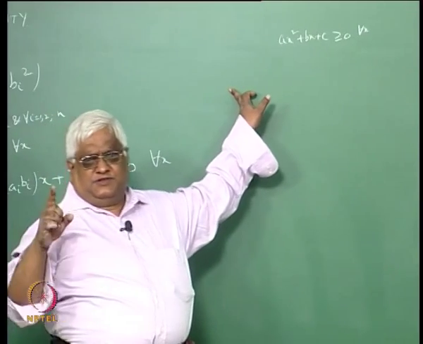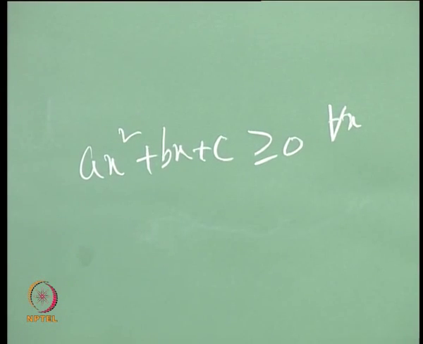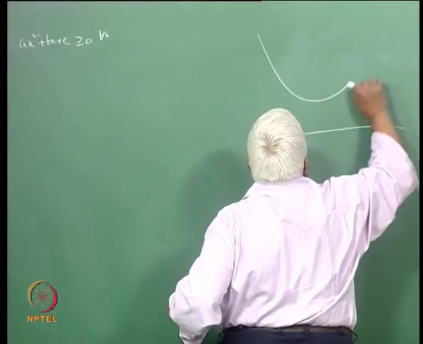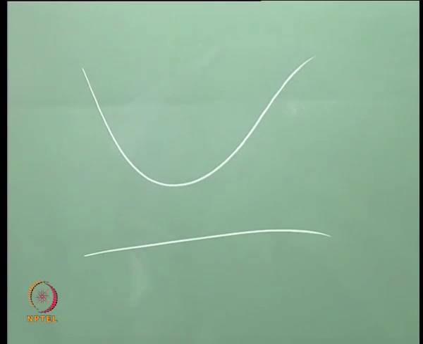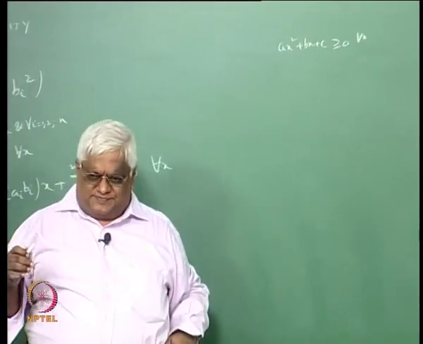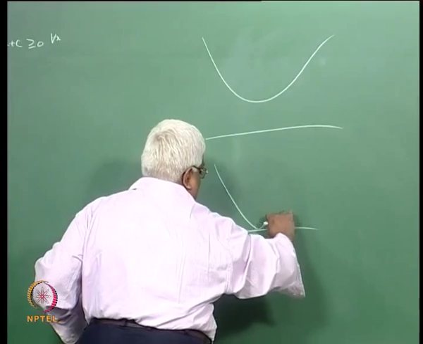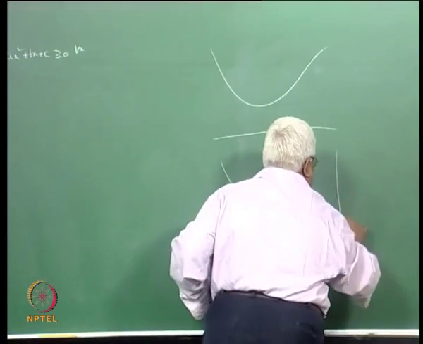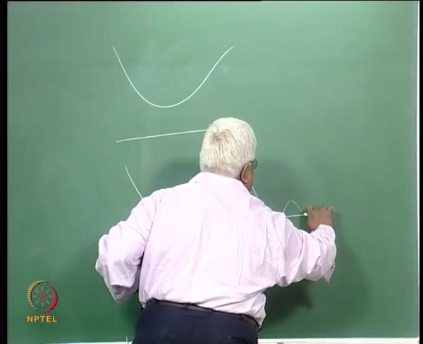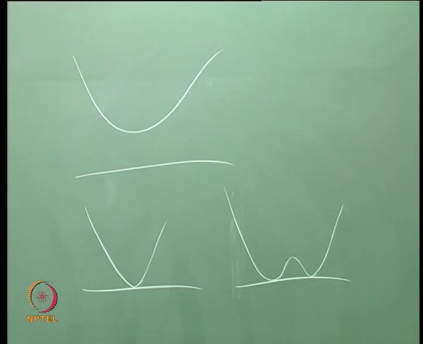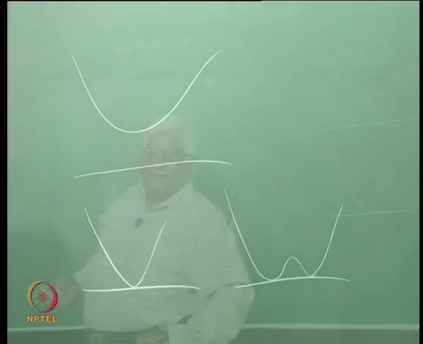Ax square plus bx plus c greater than or equal to 0, that means for every x there are two possibilities. For every x this is strictly greater than 0, that means the curve may be something like this, it never touches the x axis, am I right? That is one possibility. And for some x's it may be equal to 0, right? That means the curve may be, for exactly one x it is equal to 0, or can it happen like this? Can it happen like this? For two x's it may be equal to 0. Can it happen like this? That cannot happen.